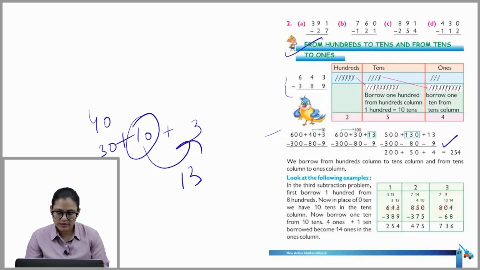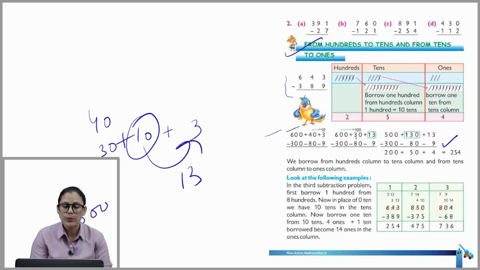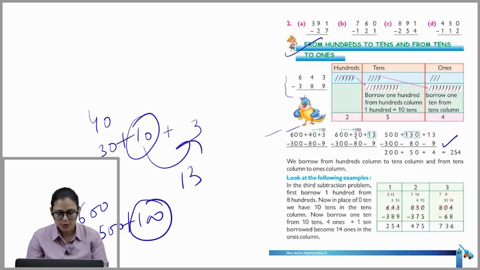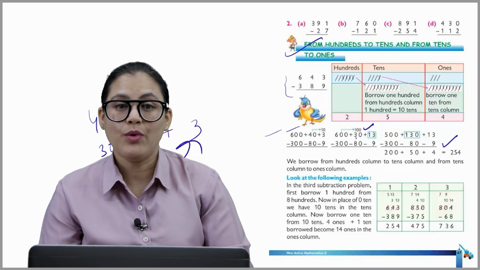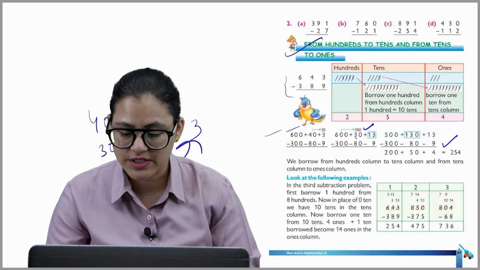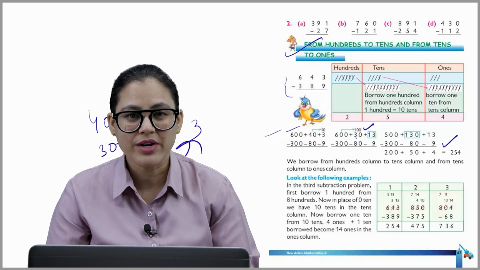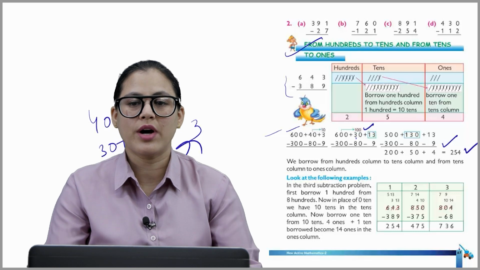Now, 30, and we have to subtract 80 from 30. Is it possible? Not possible. So, what will we do? We will borrow from the digit which is at the hundreds place. At the hundreds place there is 600. We will write it as 500 plus 100, and then we will give this 100 to 30. Then it will become 130. Now, we can easily subtract it. 130 minus 80 is 50 and 500 minus 300 is 200 and the difference is 254.